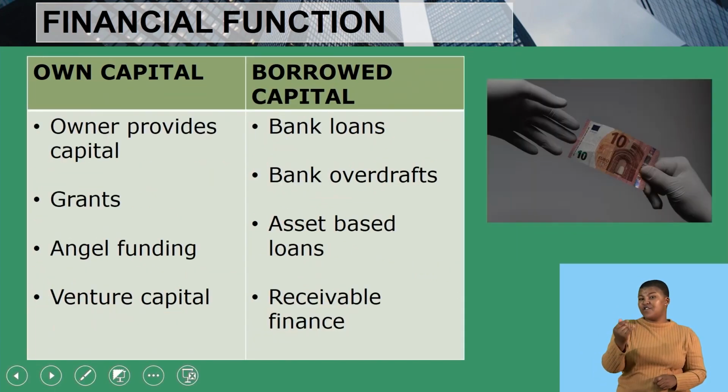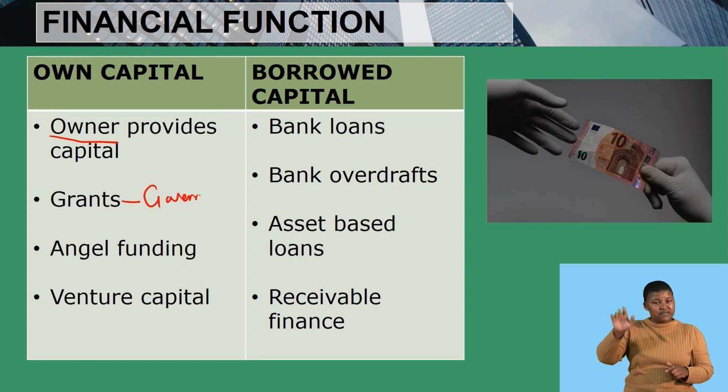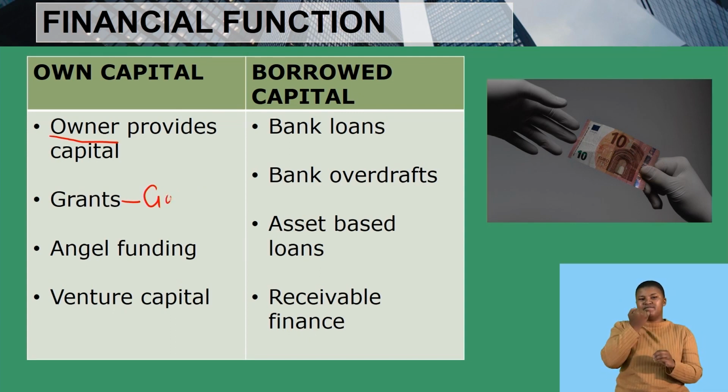So I have a few examples here for you of own capital and borrowed capital. When we refer to own capital, it can be money the owner provides, a grant, usually from the government. Oh, I'm making such spelling mistakes. Let me just fix that quickly. Government. And then also we have angel funding or venture capital, where somebody buys into our business. They buy shares in our business.